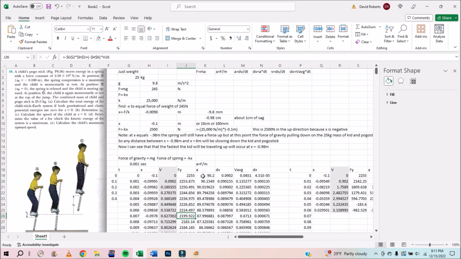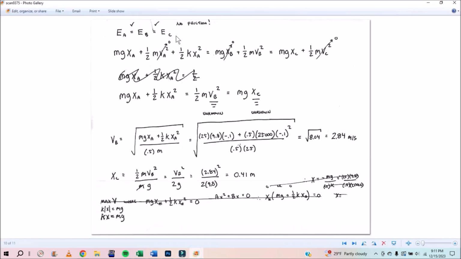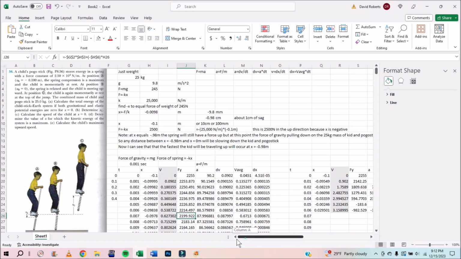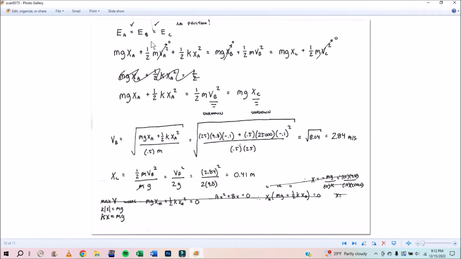You have a total function of it without an equation. All right, so with energy, energy is cool because it says the energy at the beginning, energy at A, is equal to the energy at B, is equal to the energy at C. This kid's going to be in three positions: A down there, B right before he takes off, and then C at the top. So this is literally what the energy equation says.